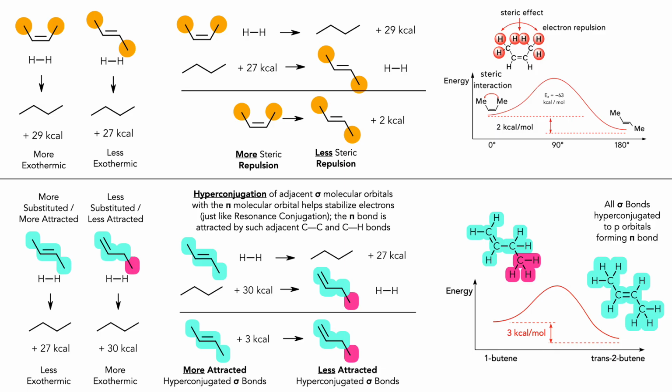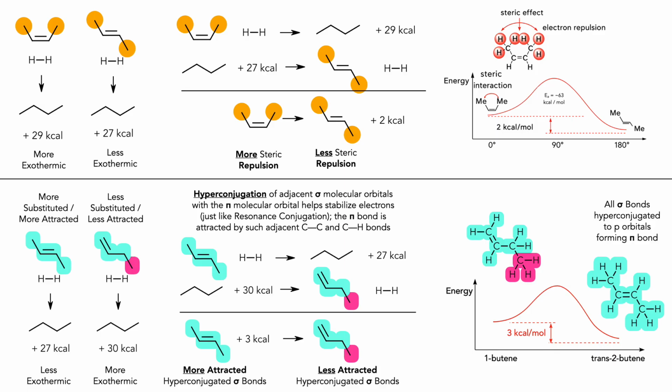While on the right, the energy diagram shows steric interaction between the methyl groups at different torsional angles. The steric bump is worth around 2 kilocalories per mole. So steric hindrance absolutely destabilizes the alkene.